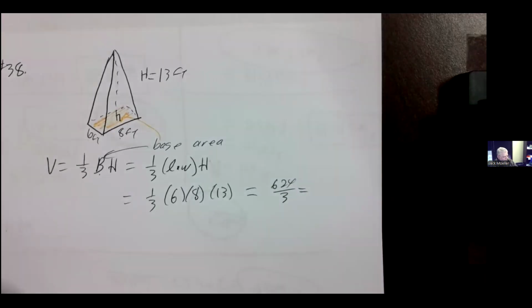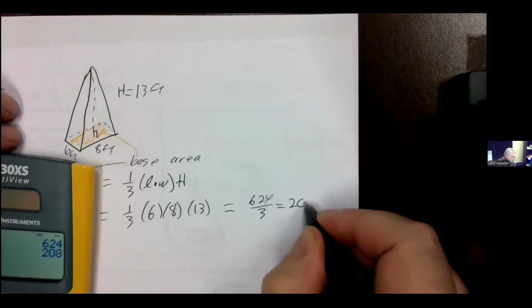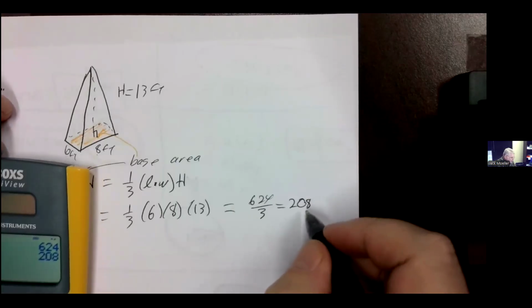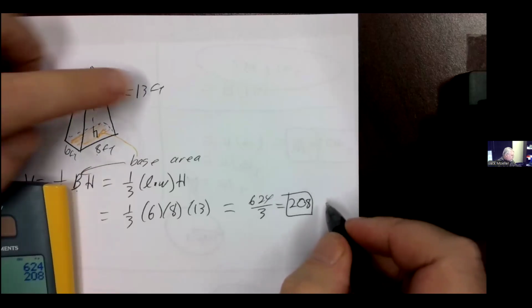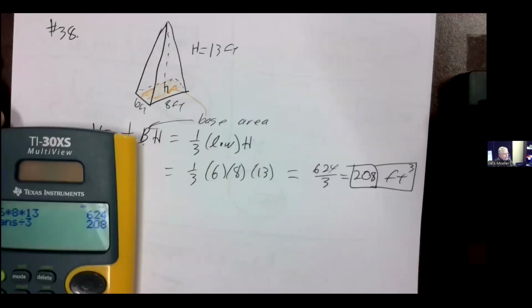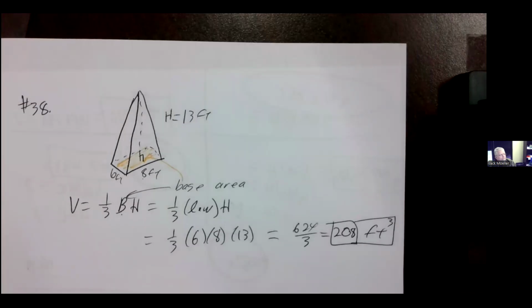That's 624 over 3. So this is a whole number, 208. And again, in this section, they're big on rounding to the nearest whole number. It says as needed, but it is a whole number, so we don't have to round it. So it's 208, and then what are the units? We're dealing with feet. Volume is three-dimensional, so it's feet cubed. All right, so that's what you have to watch out for with pyramids: make sure that bottom area is an area calculation.